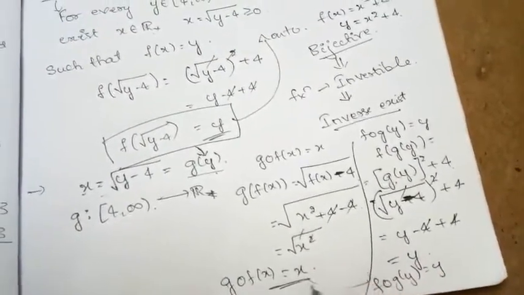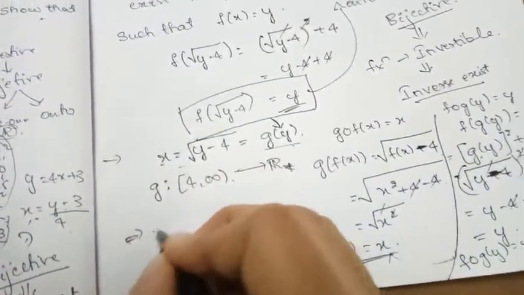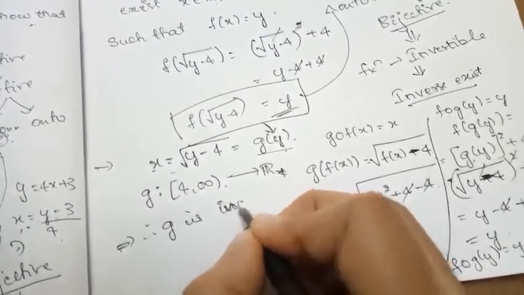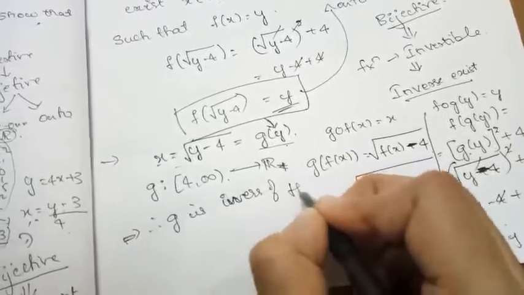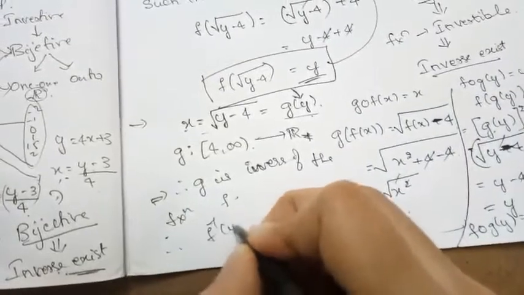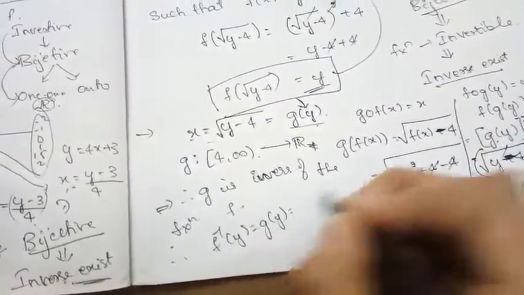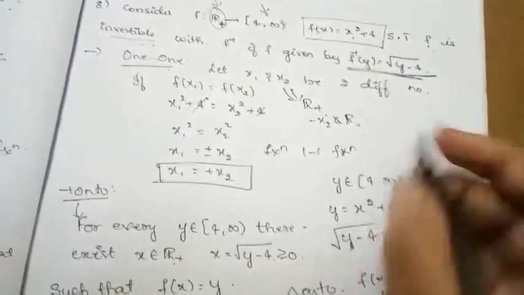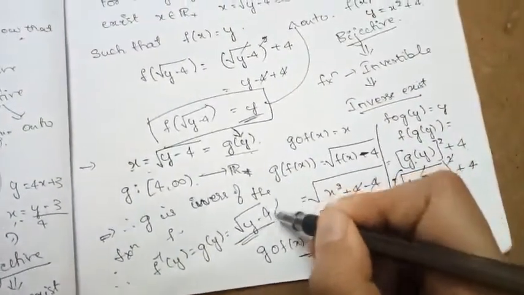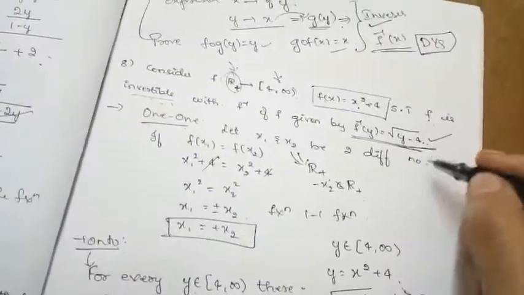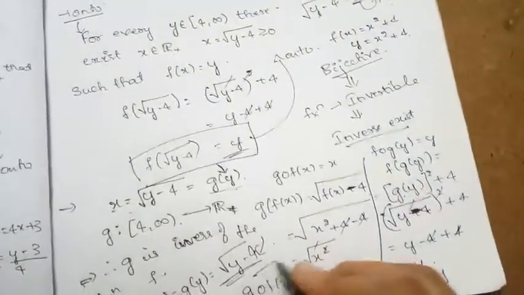So now we have shown these two things. So what does that imply? Therefore g is the inverse of the function, it is nothing but the inverse of the function f. Therefore f inverse of y, which is nothing but g of y, is square root of y minus 4. This is what they have said, right? F inverse of y is equal to square root of y minus 4. We have expressed that and we have shown what they asked us to show in the beginning of the question. So that's all, hence proved.